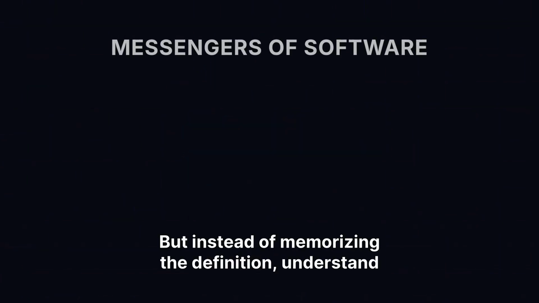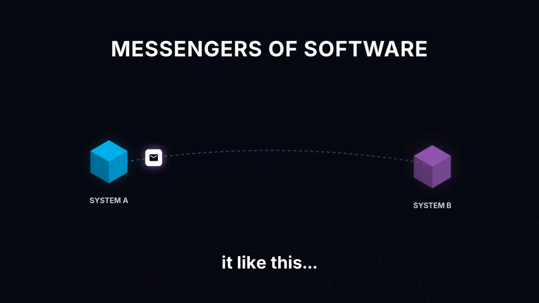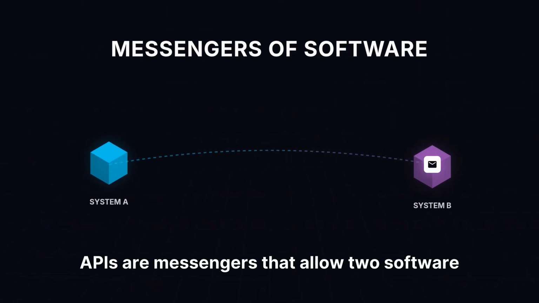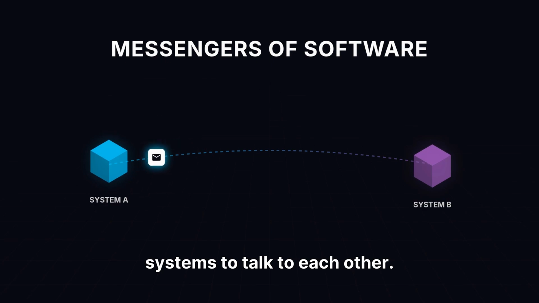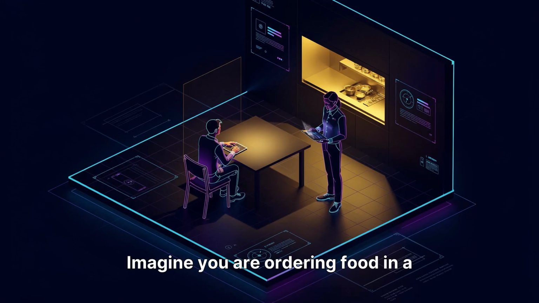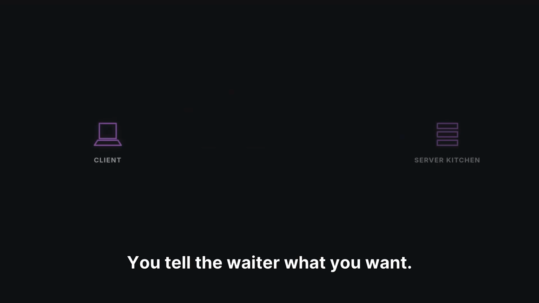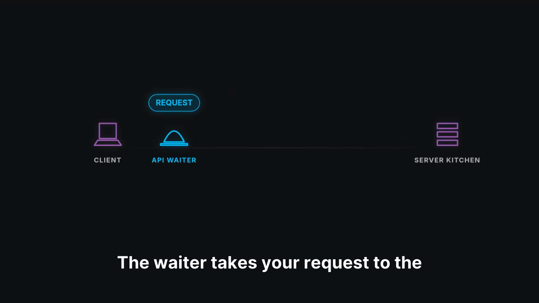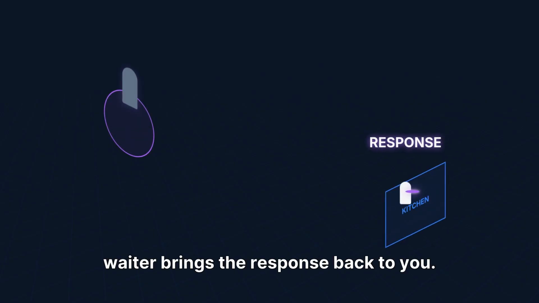But instead of memorizing the definition, understand it like this. APIs are messengers that allow two software systems to talk to each other. Imagine you are ordering food in a restaurant. You don't go into the kitchen and cook the food yourself. You tell the waiter what you want. The waiter takes your request to the kitchen. The kitchen prepares the food, and the waiter brings the response back to you.